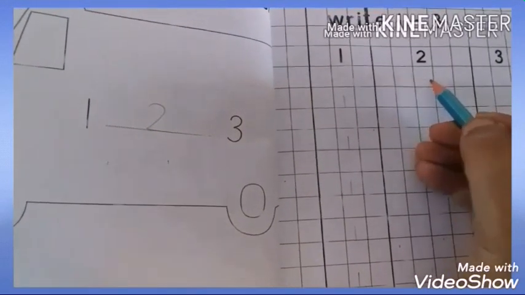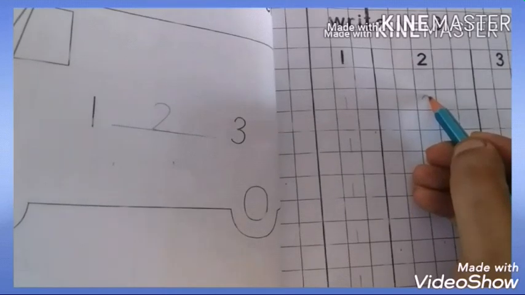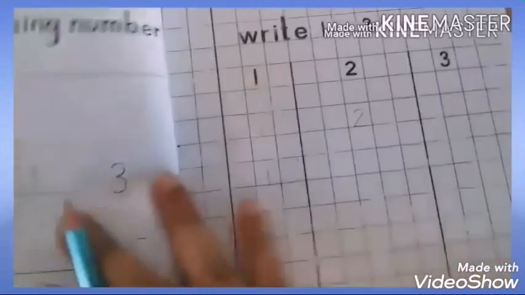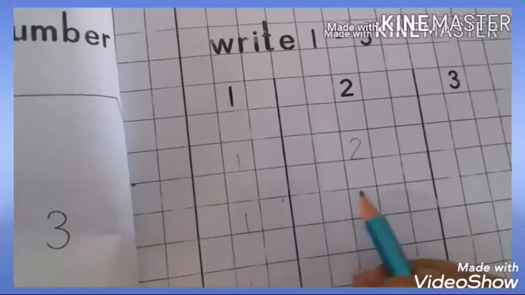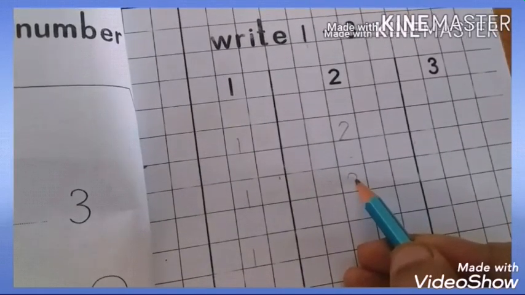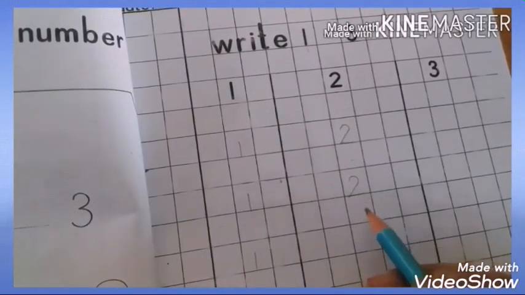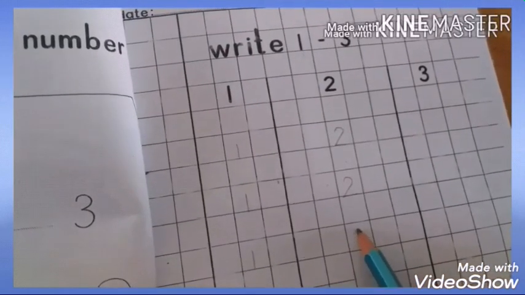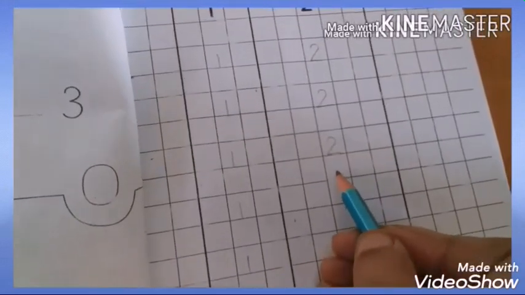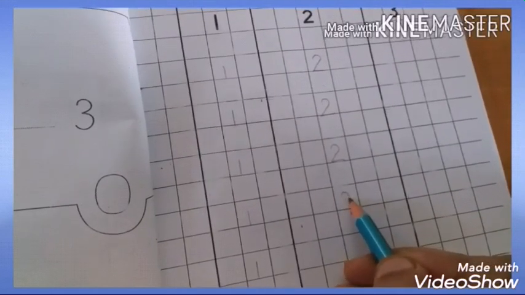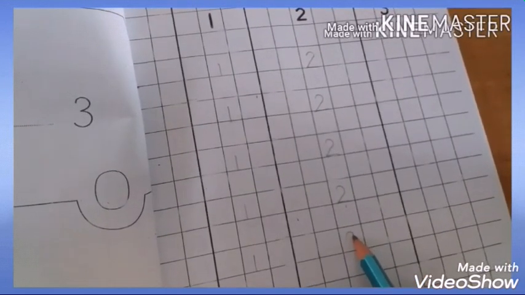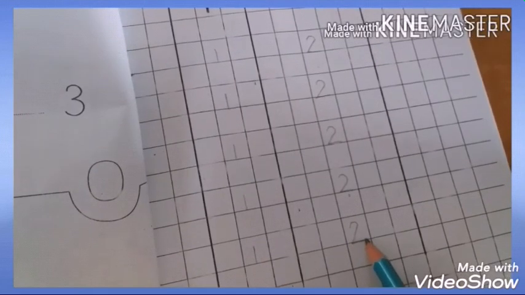Now it's time for writing number 2. Make a curve, sliding line, slipping line. Skip 1 box. Make a curve, sliding line, slipping line. Skip 1 box. Make a curve, slanting line, slipping line. Skip 1 box, make a curve, sliding line, slipping line. Curve, slanting line, slipping line, make 2.